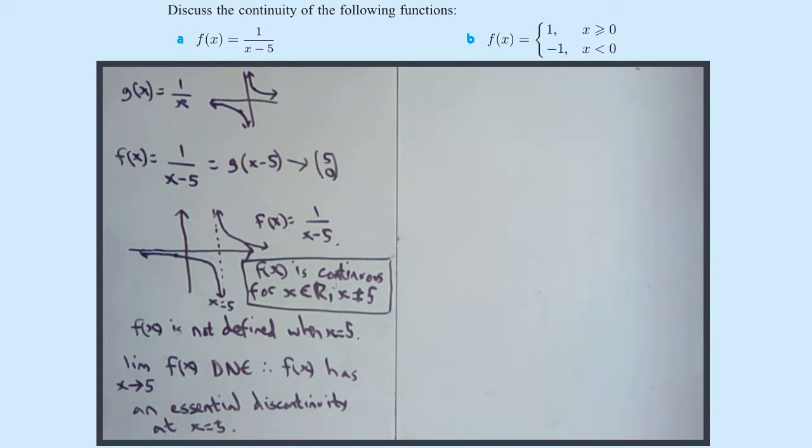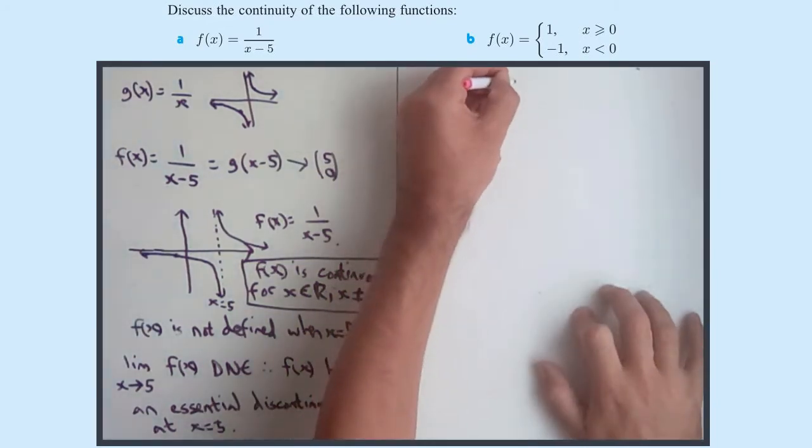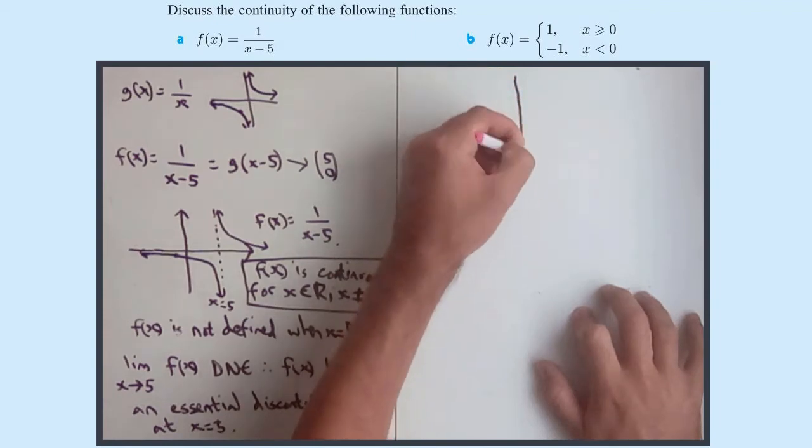Right, the second function we need to look at, b, is this interesting piecewise one. So you've got f of x equals 1 when x is greater than or equal to 0, and it equals minus 1 when x is less than 0. That's an interesting type of function, possibly one you've never seen before. Let's try and graph it.